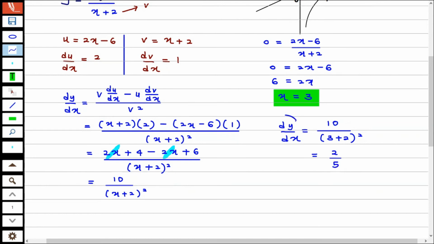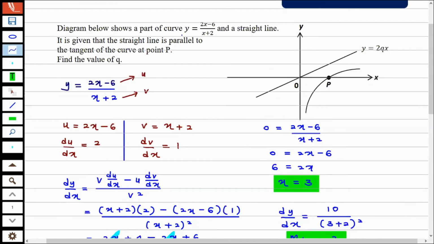Okay, class, always remember your dy/dx is the gradient of the tangent. So I already have the second piece of information ready with me. Now since this tangent and this line are parallel, the gradients are going to be equal. You know how to get the gradient here? The gradient is always beside the x, right? You still remember, the number beside x is the gradient.